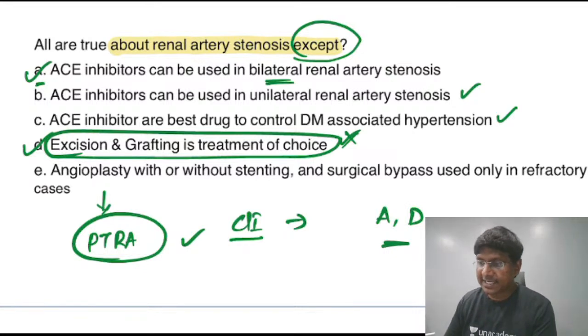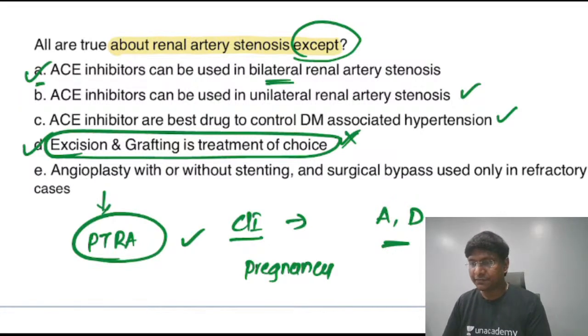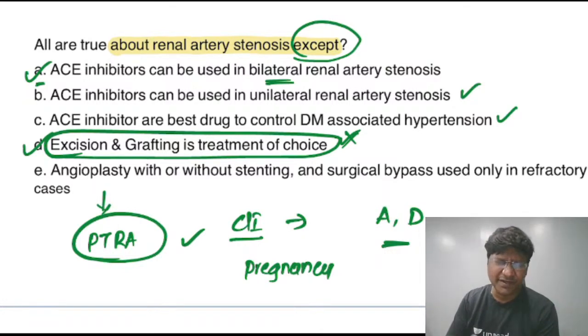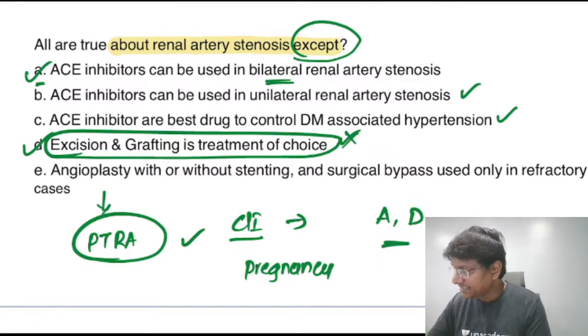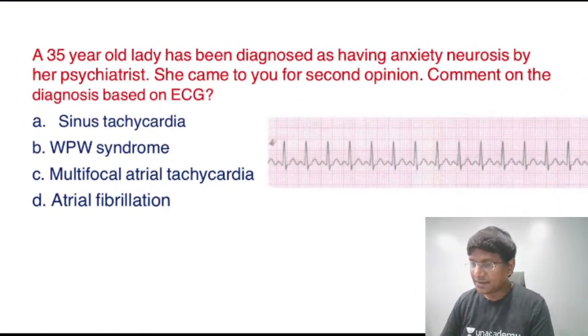So the other absolute contraindication is pregnancy. Pregnancy is also an absolute contraindication for ACE inhibitors. So ACE inhibitors should not be given even in pregnancy. Now we'll move on to one more image-based question, but it was an easy one which was asked previously.